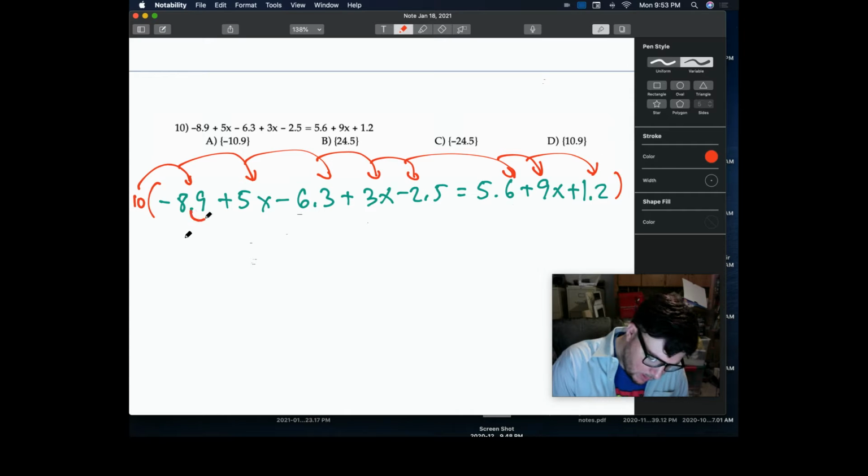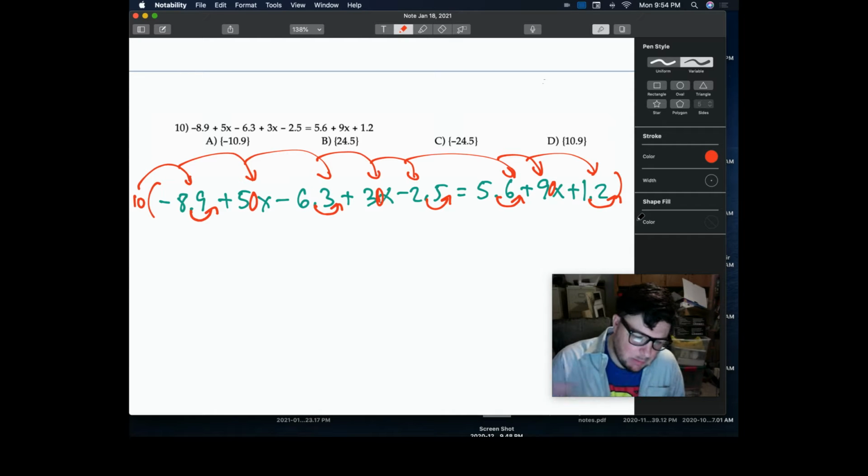So 8.9 becomes 89. Here we're going to end up adding a 0. This is going to become 63. This is a 0. This is 25. This is 56. This will become 90. And this will become 12.